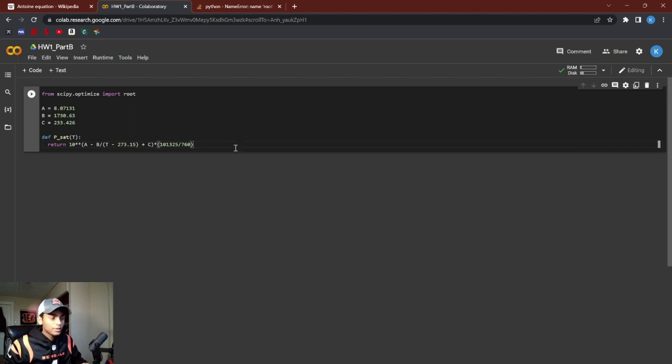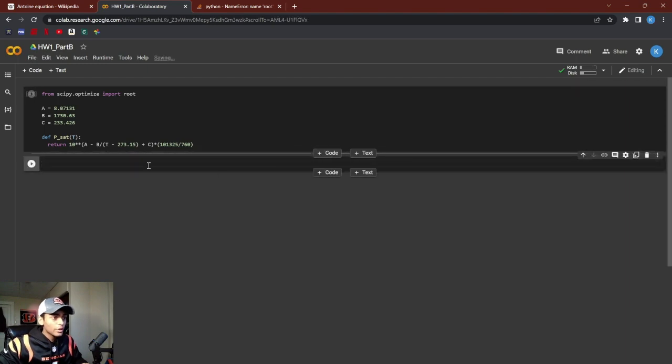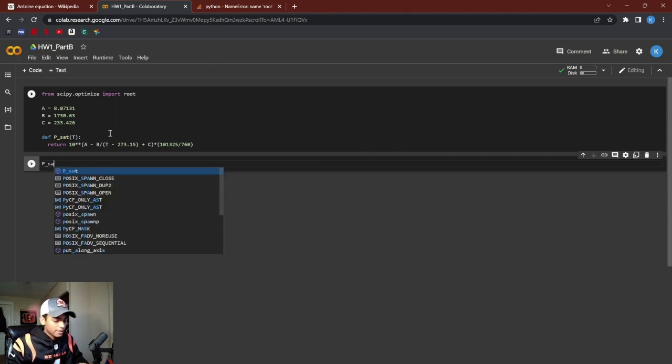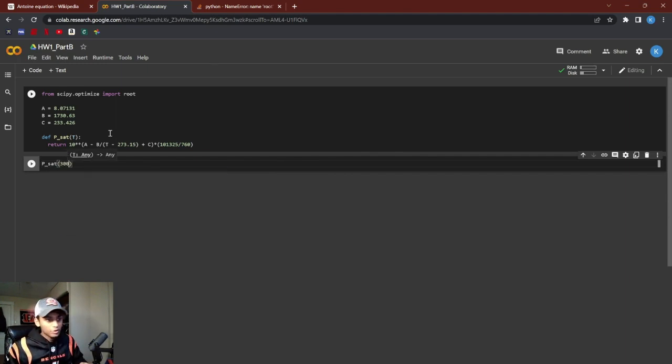And we can actually run this. Let's go open a new cell down here. We can actually run this formula and double check it, see if we have any mistakes. So let's go PSAT, say 300, let's go 315, or no, what do I have to put in here? Plus 100, 300 degrees, let's go.